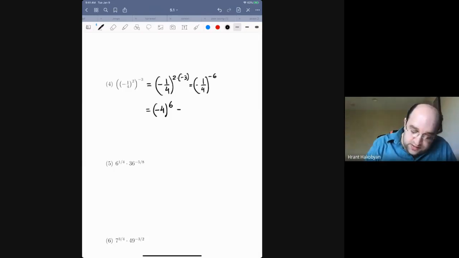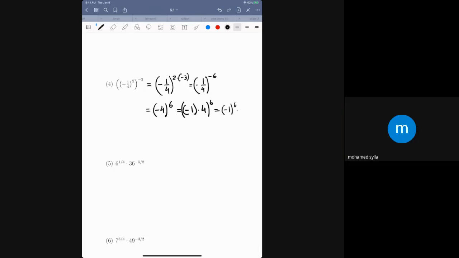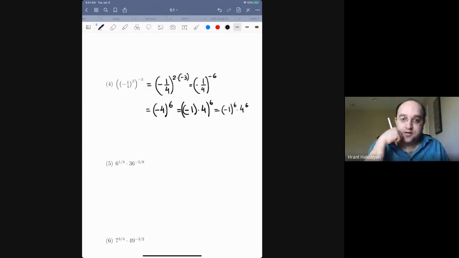And again, I can write it differently, but the point is, because the power is even, I get rid of the negative sign. Or if you want, I can write negative 4 as negative 1 times 4, so negative 1 times 4 to power 6. That's maybe too many details, but it tells you that it's equal to negative 1 to power 6 times 4 to power 6.